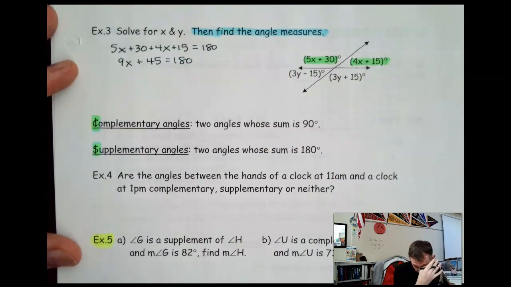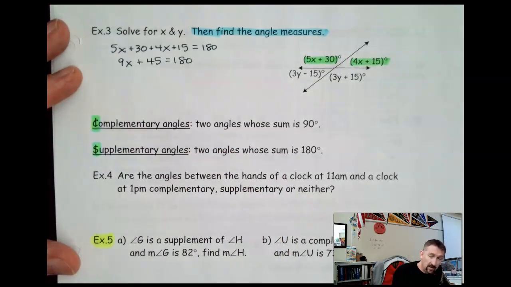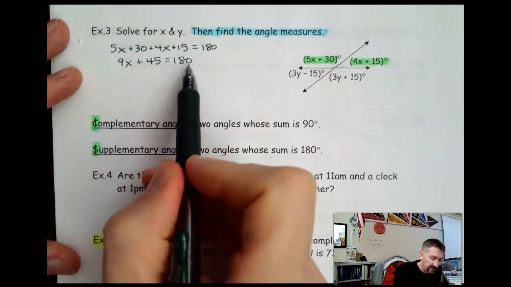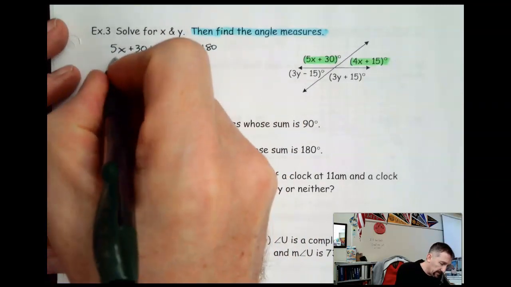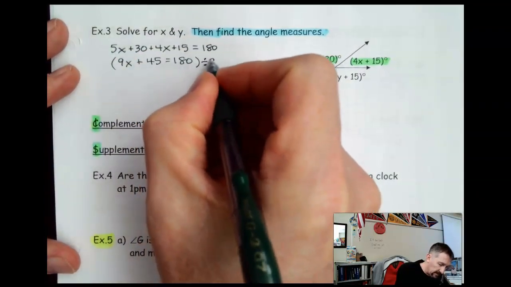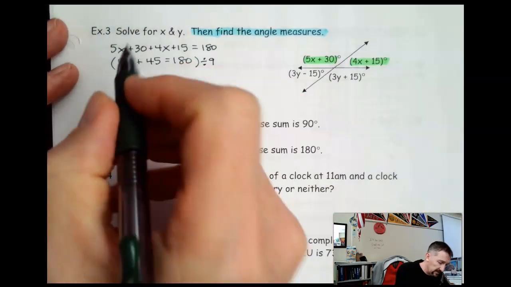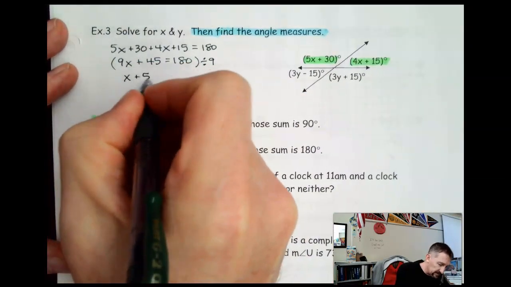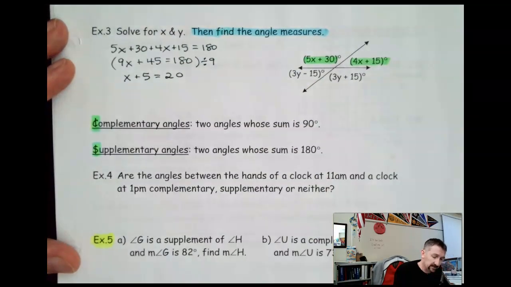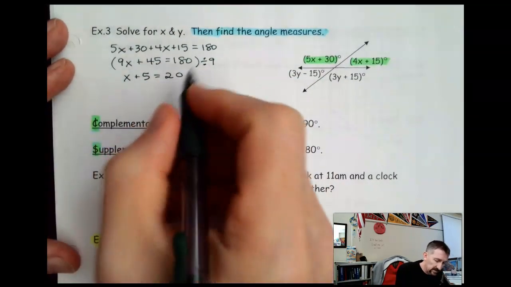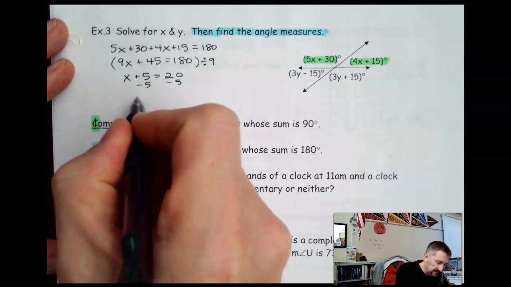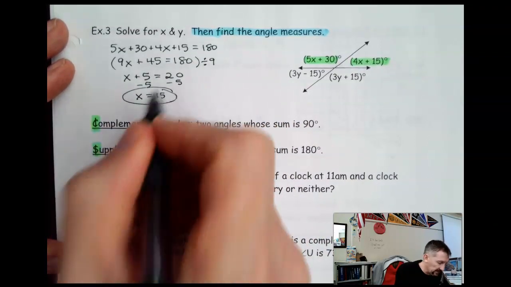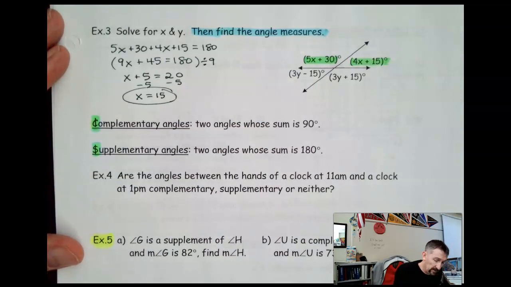Now, I could divide this whole thing by 9 right now, or I could subtract 45 over and then divide by 9. I think I'm going to divide by 9 right now. So if I divide by 9, or multiply by 1/9, I like better, that's going to be x plus 5 equals 20. And now, because those were all easy to divide by 9, if I subtract 5 from both sides, then x equals 15. Alright?